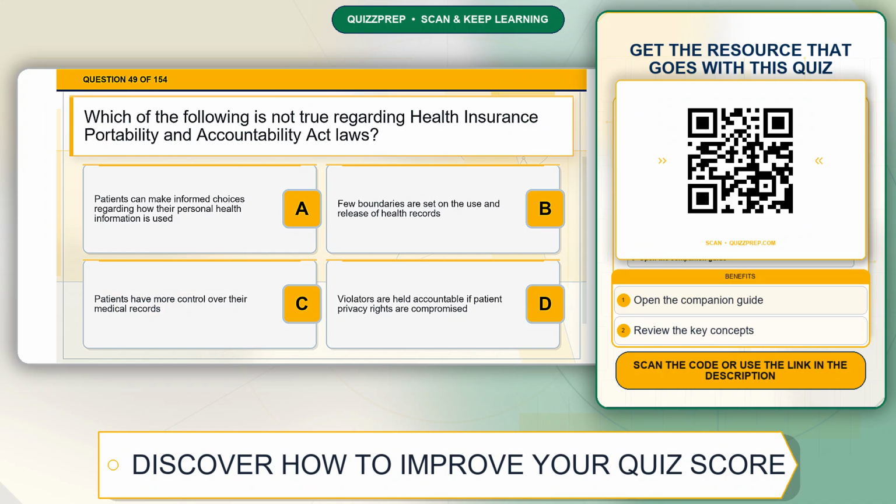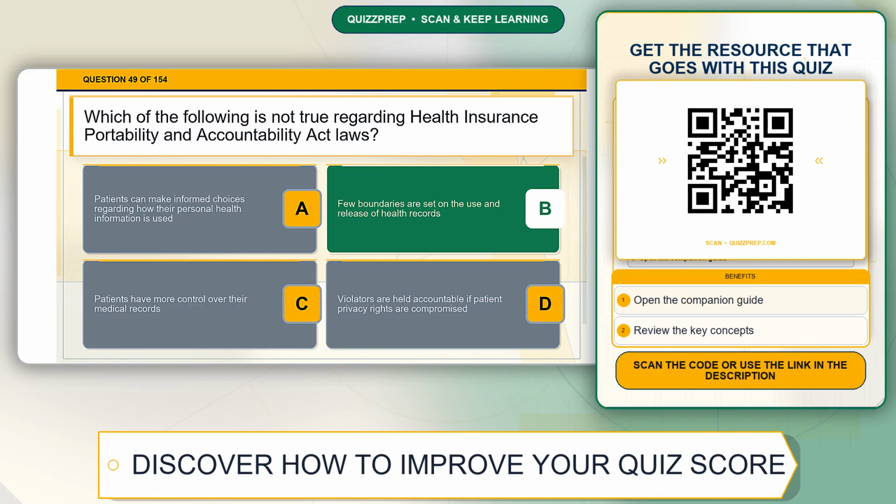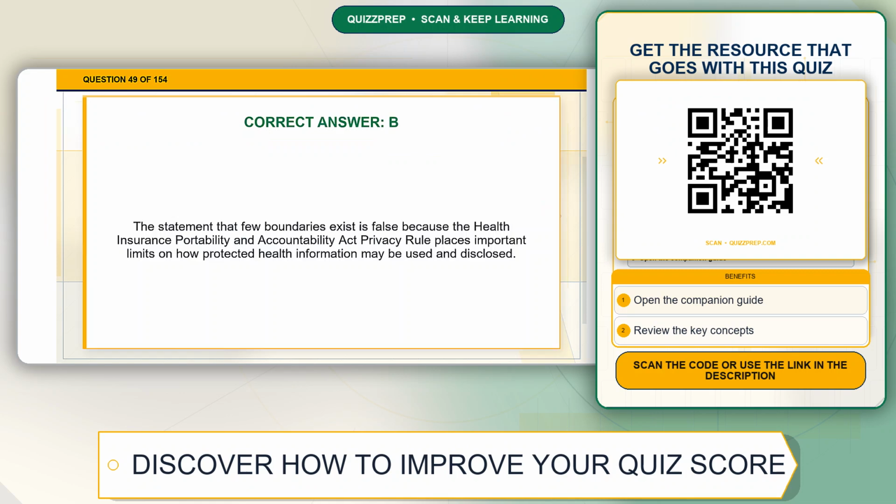centrifugation. Question 49. Which of the following is not true regarding Health Insurance Portability and Accountability Act laws? Option A. Patients can make informed choices regarding how their personal health information is used. Option B. Few boundaries are set on the use and release of health records. Option C. Patients have more control over their medical records. Option D. Violators are held accountable if patient privacy rights are compromised. The correct answer is option B. Few boundaries are set on the use and release of health records. Explanation. The statement that few boundaries exist is false because the Health Insurance Portability and Accountability Act privacy rule places important limits on how protected health information may be used and disclosed.